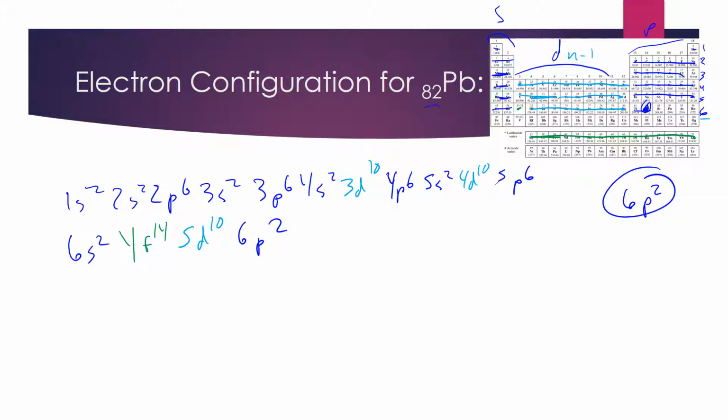We could draw the arrows for that. I'm not going to, but it's just still going to be the 1s with the arrow. You just have to remember, you're doing 82 arrows. Let's avoid drawing 82 arrows right now.